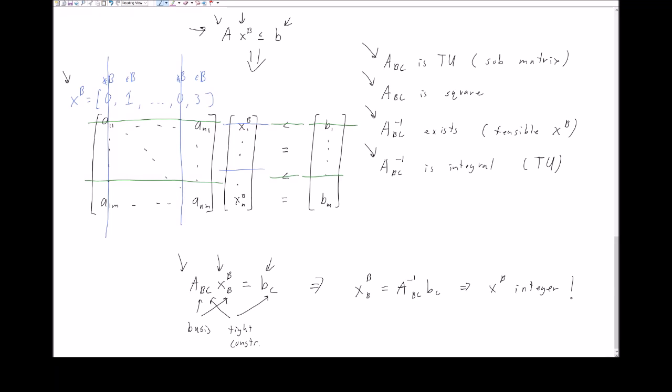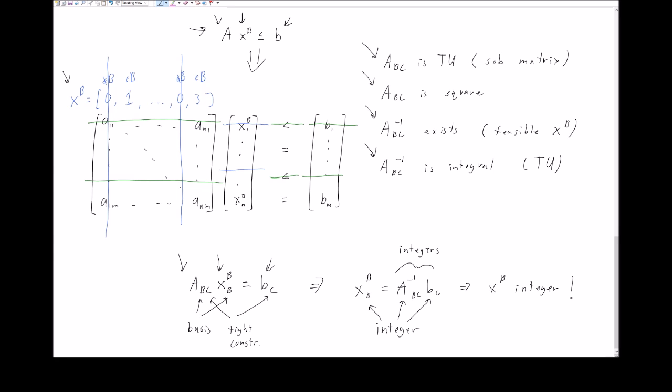With these properties in hand, we can start talking about which of these entries are going to be integer. We know that our matrix inverse is going to be an integer matrix. And also our original vector b is going to be an integer vector. So this side of our equality is going to be all integers. It's an integer matrix times an integer vector, which has to result in integers. As a result, the remaining entries of our basic feasible solution, x_B, have to be integer.